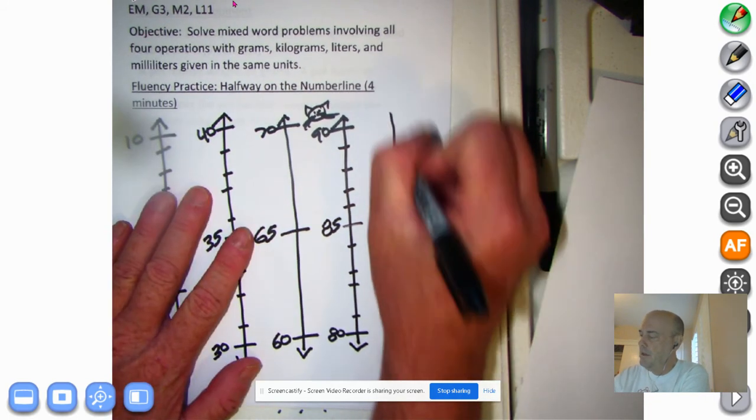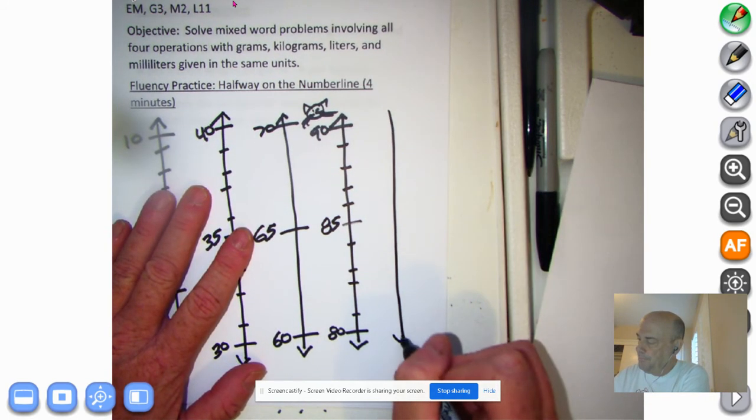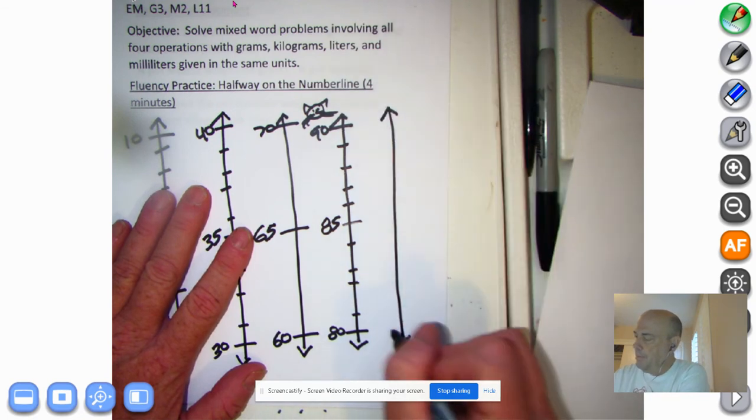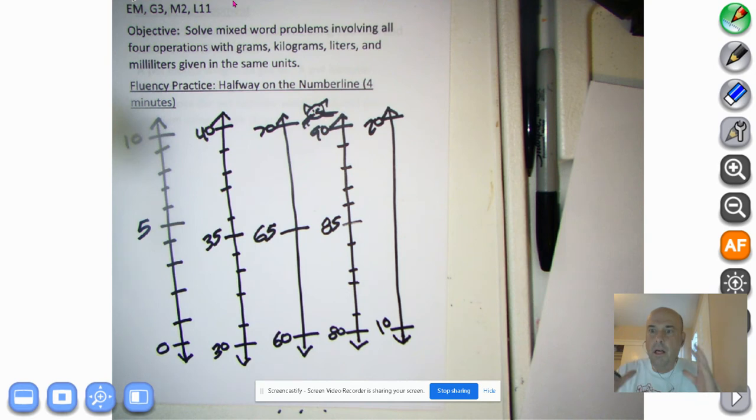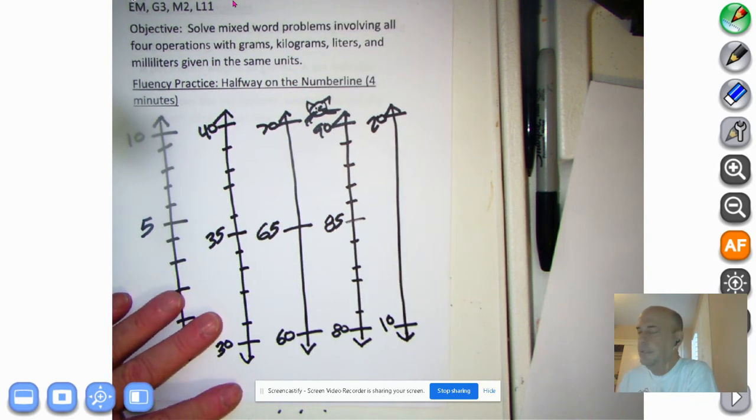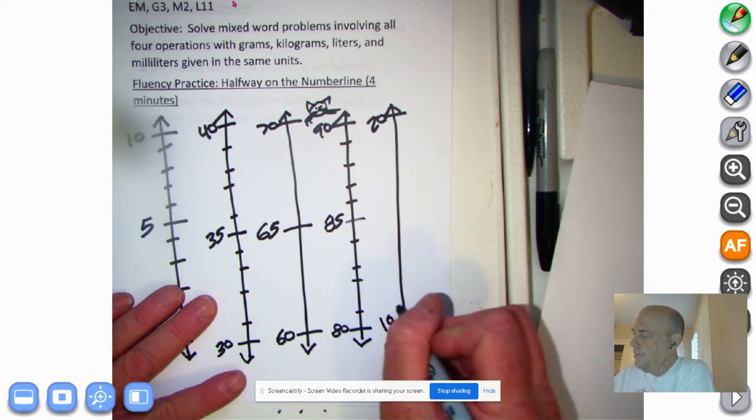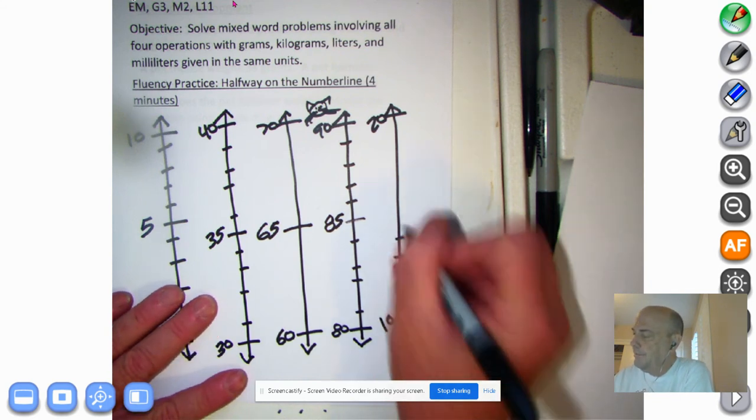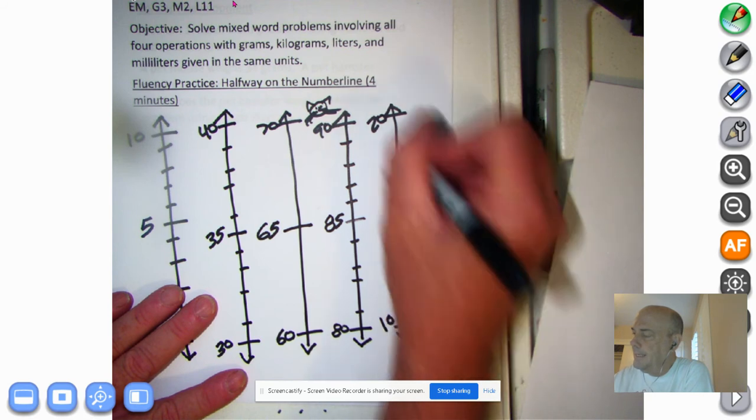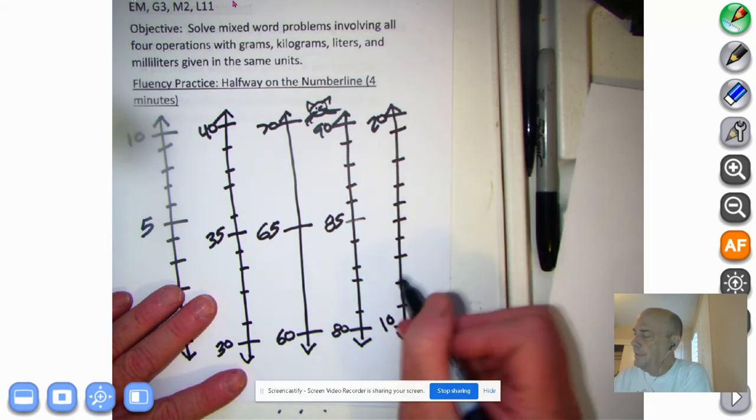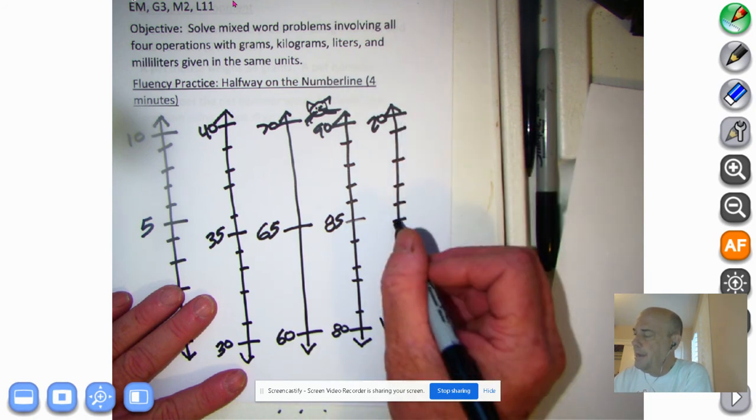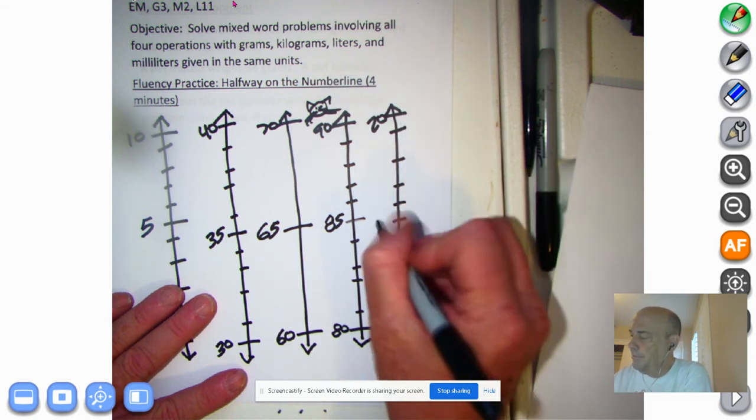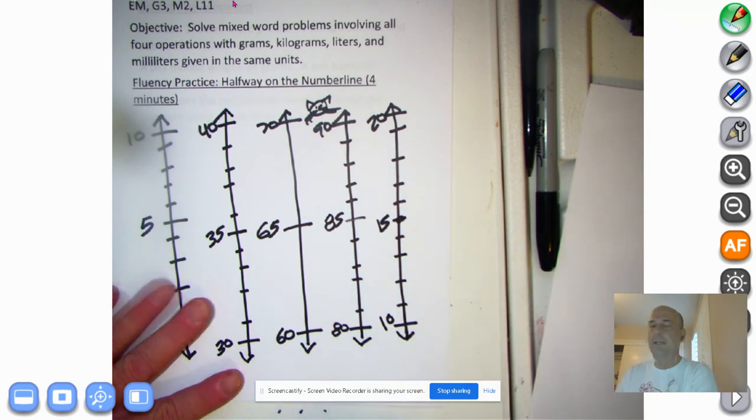And now, to challenge you, the midway point between 10 and 20. Think about it. Well, let's make some tick marks. 11, 12, 13, 14, 15, 16, 17, 18, 19, and 20. 1, 2, 3, 4, 5, 6, 7, 8, 9, and 10. So 1, 2, 3, 4, 5, and 11, 12, 13, 14, 15 must be the midpoint between 10 and 20.